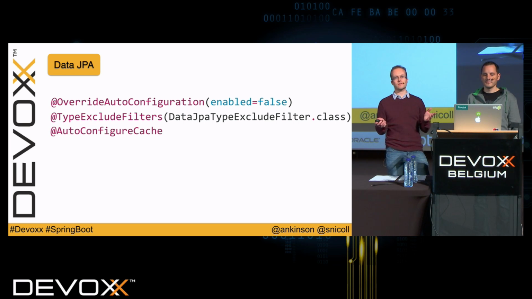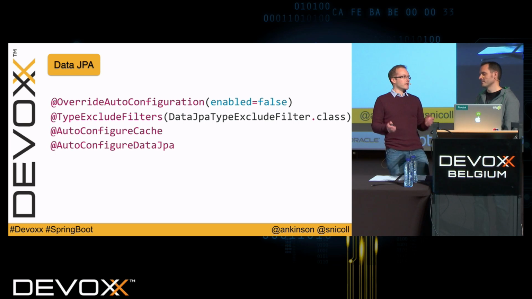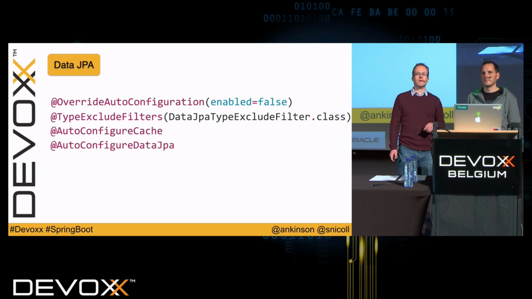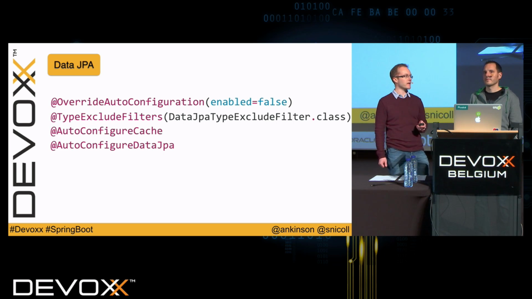Caching, again, has special setup so that caching doesn't get in the way of your test. Exactly the same behavior as we described for web MVC test. Auto-configure data JPA turns on the auto-configuration for Spring Data JPA, so all of its goodness where it looks for data JPA repositories and then auto-generates stuff for you based on the signature of the methods on them. All of that will get switched on for you. Flyway will also be switched on.